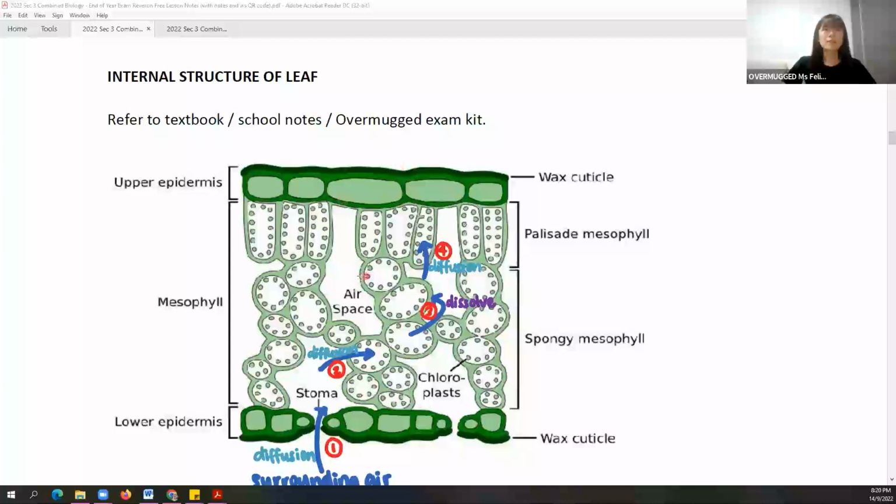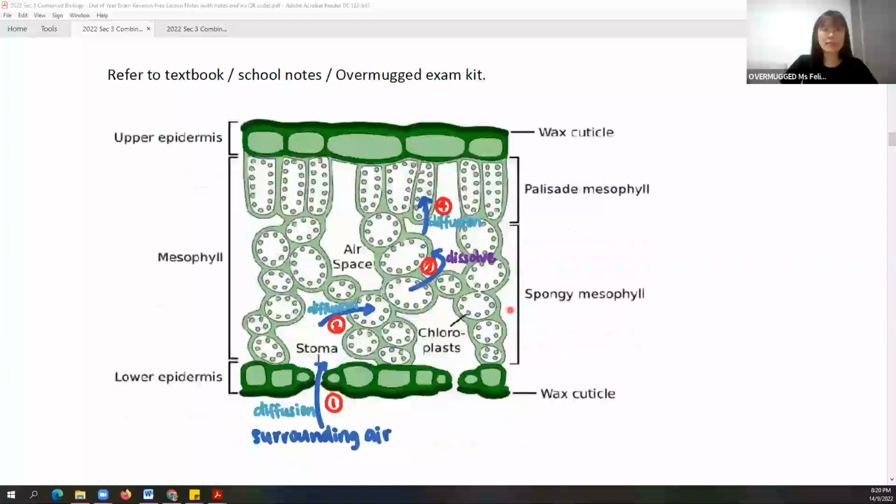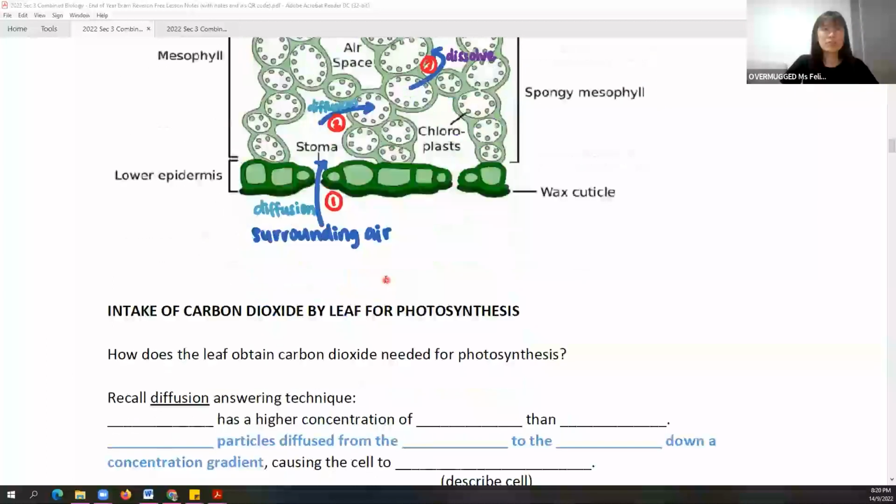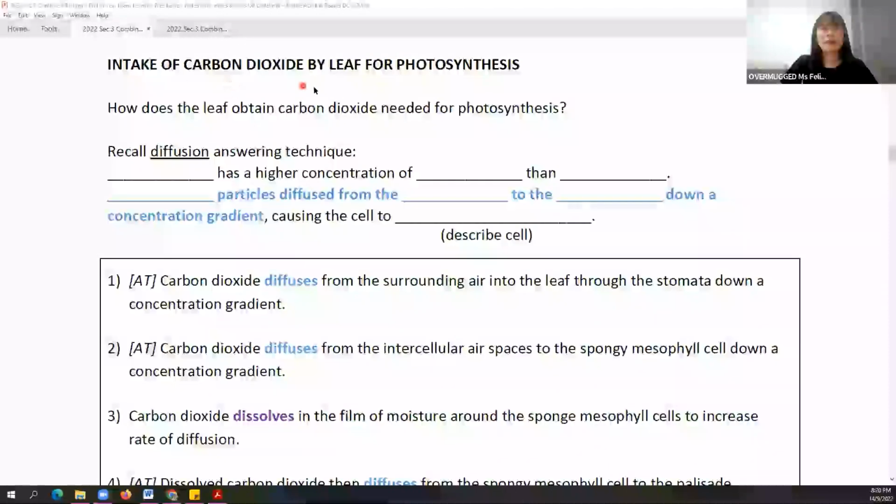I'll go through the main parts because time is limited today. For the leaf structure over here, you need to know how carbon dioxide actually flows so that the plant cell can receive the carbon dioxide for photosynthesis.